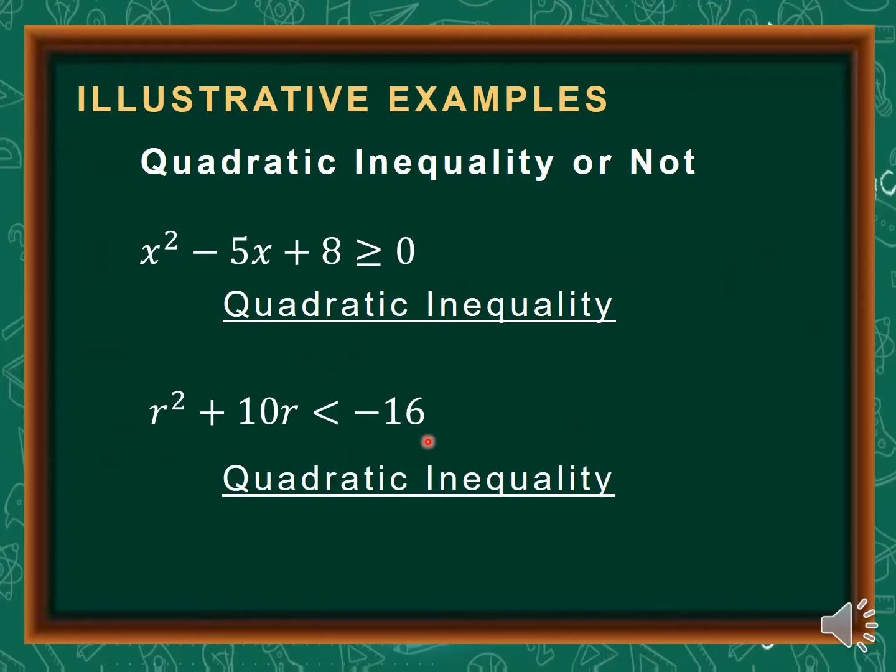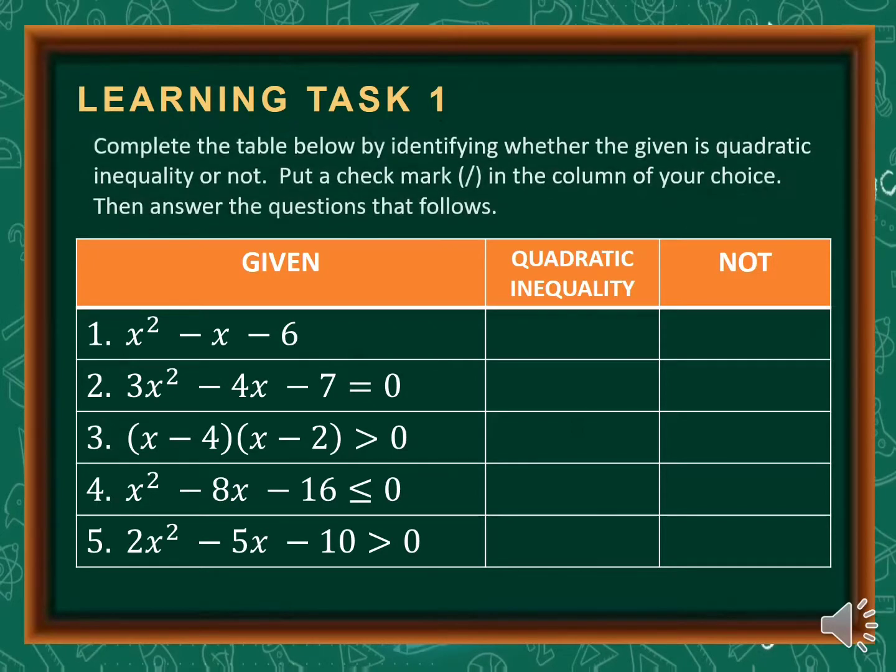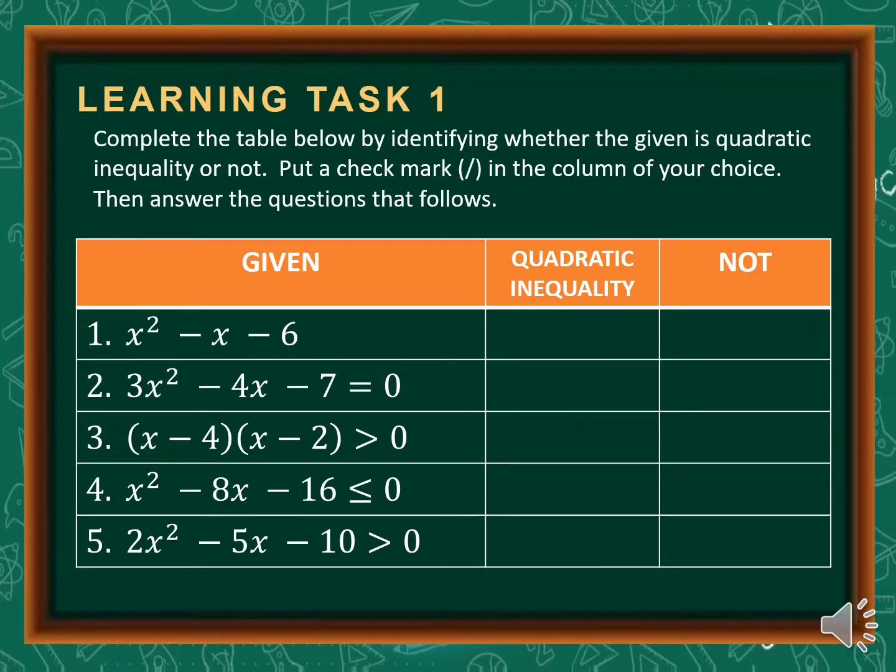Correct. So this is again a quadratic inequality. So it is in the degree of 2 and it has an inequality symbol. After learning how quadratic inequality looks like, now let us discuss your learning task number 1. So let us see if you got it correctly.